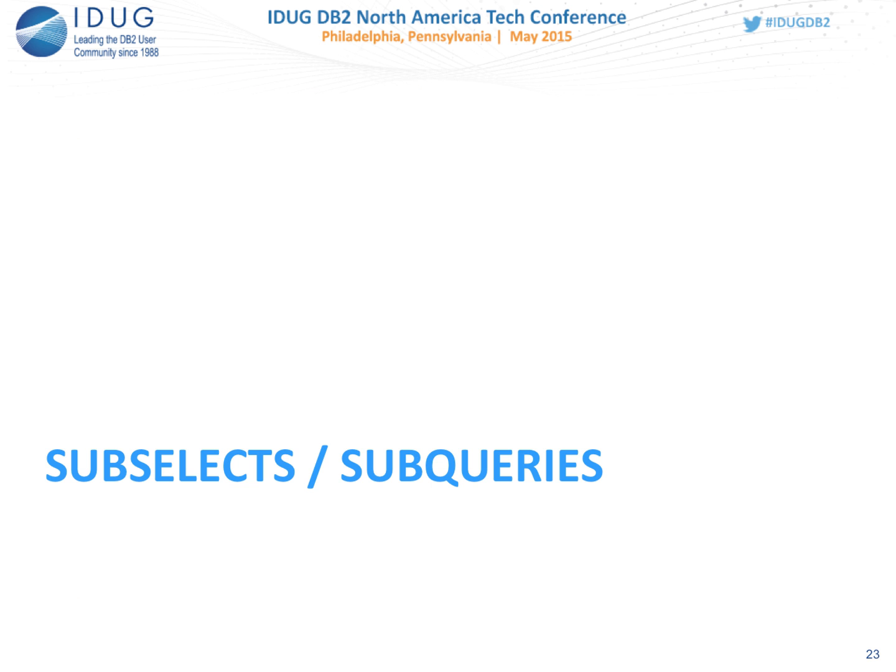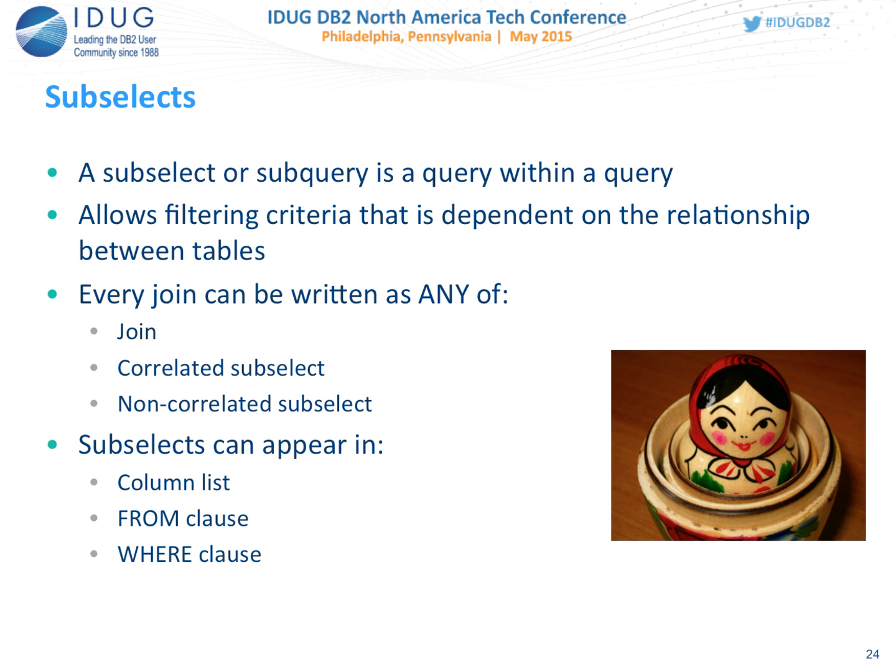Okay, to get even more complicated, we can use subselects or subqueries within our main query. What subselects or subqueries are is basically a query within a query. It allows filtering on criteria that is independent of the main table being queried, or that is dependent on the relationship between the tables and not just on one table.